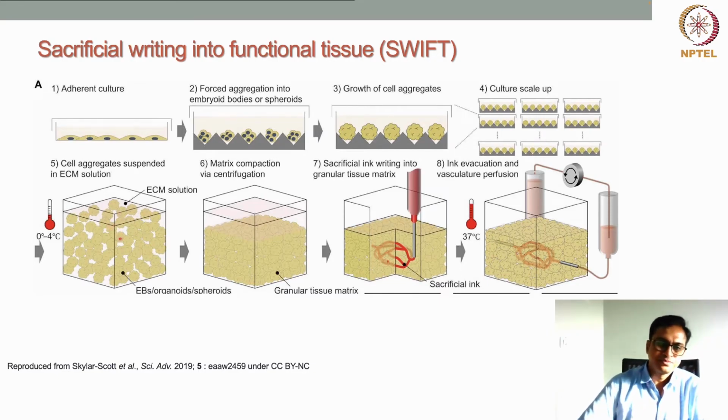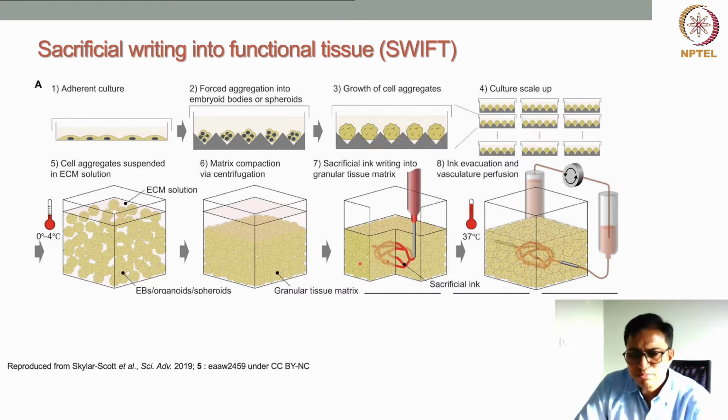And then they allowed this to settle down, so that the separate bodies will settle down and form this kind of complex structure, where the supernatant was discarded. Then they used a syringe. Actually the nozzle was inserted within this bath structure, and then they printed a gelatin capillary-like structure within this printed bath.